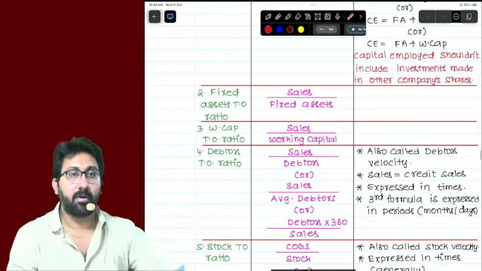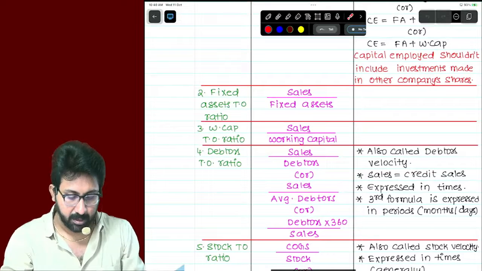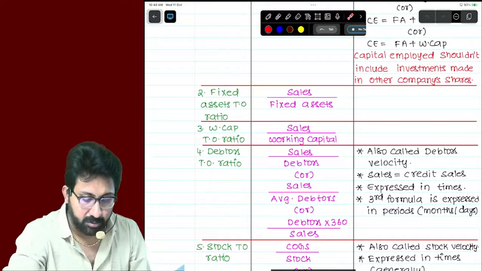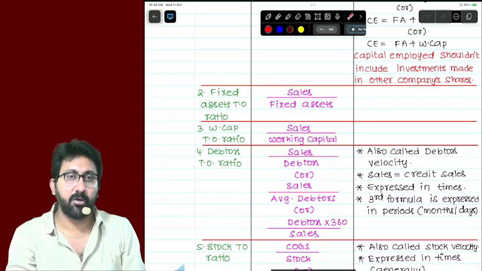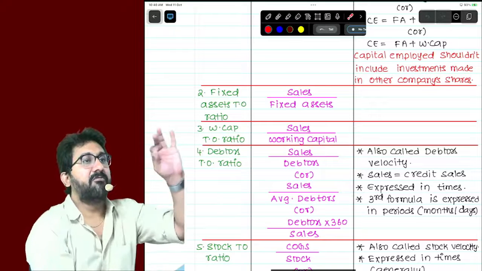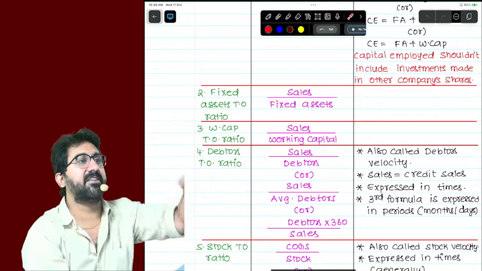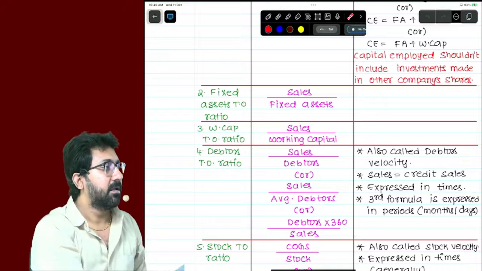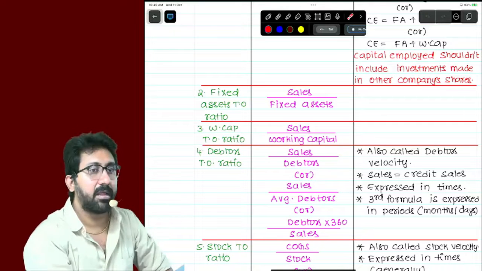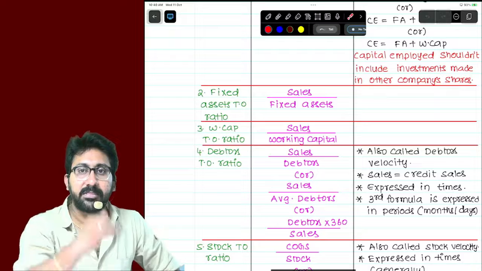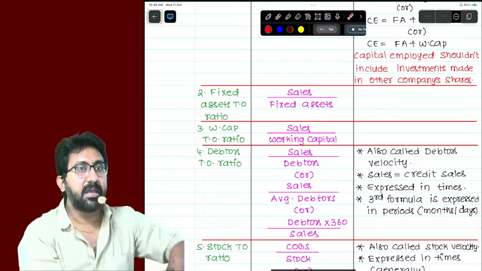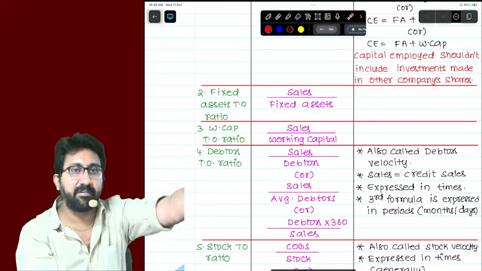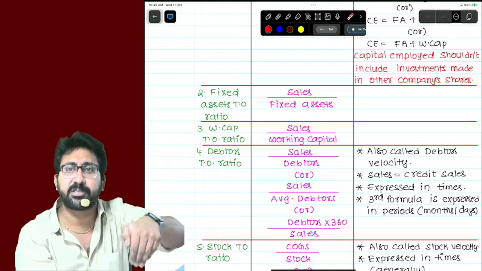Next, what is the next ratio? Fixed assets turnover ratio. First, everyone tell me, do fixed assets generate sales or do sales generate fixed assets? Should fixed asset come in the denominator or numerator? So tell the formula: sales by fixed asset. That means how much sale we are covering out of the fixed assets we have invested.